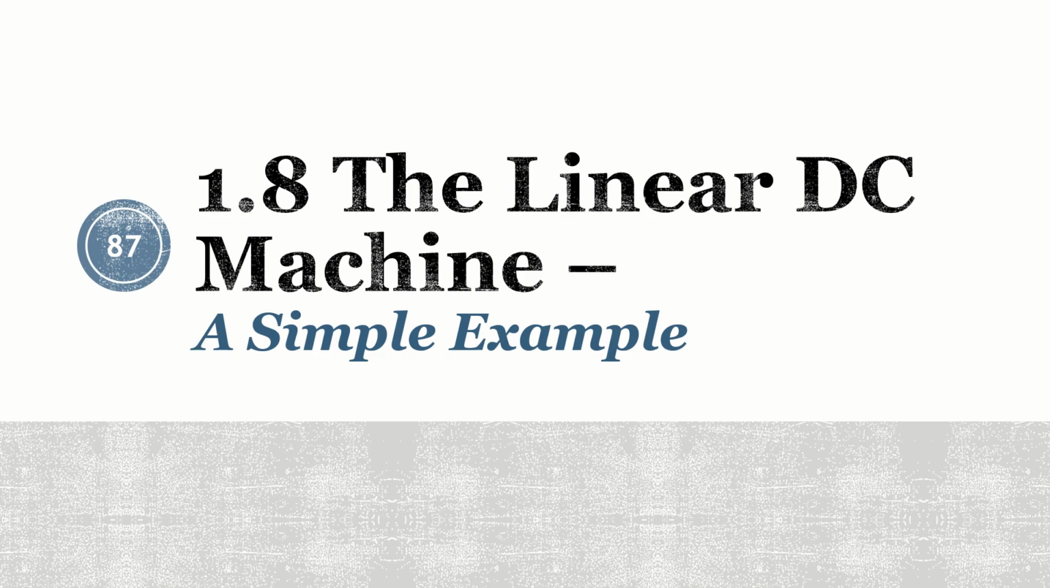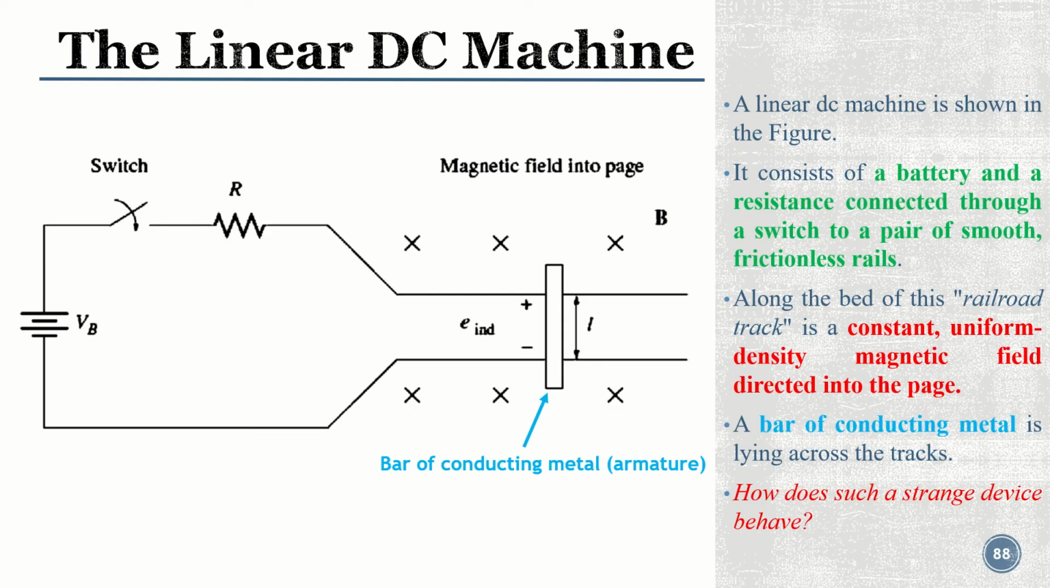Okay, the last topic of this chapter, this lecture, is the linear DC machine. We have learned about the basic concepts. Now we are going to combine them together to learn how a basic machine converts energy to different forms.